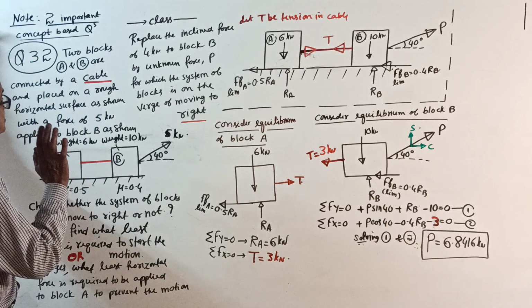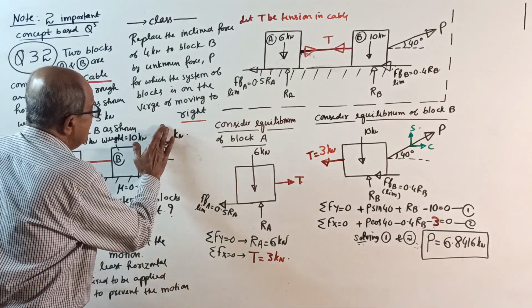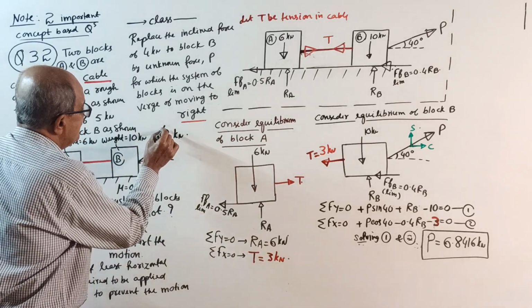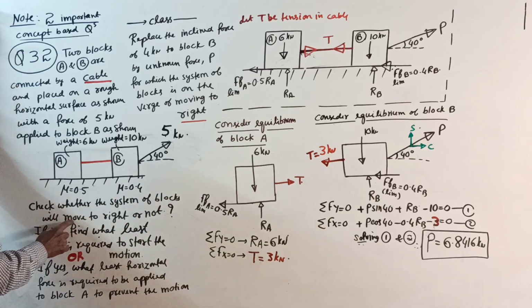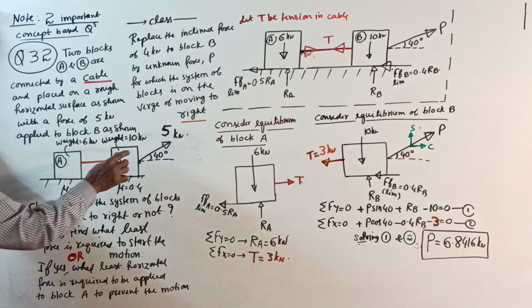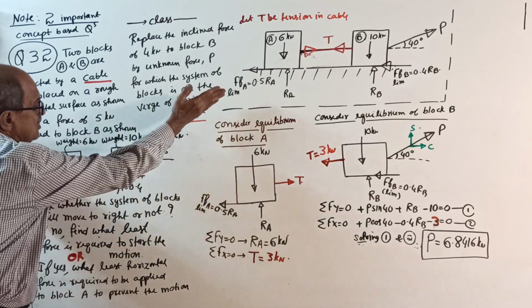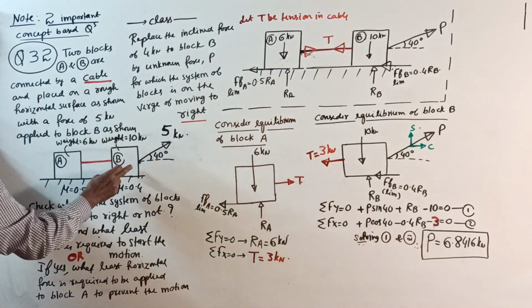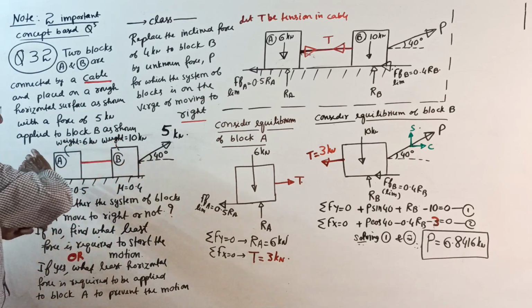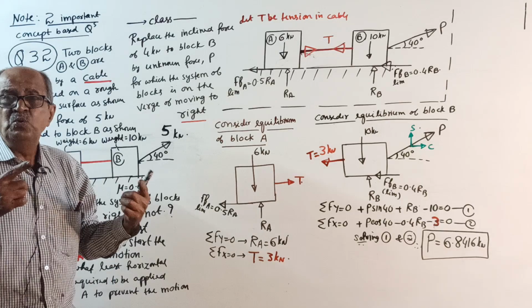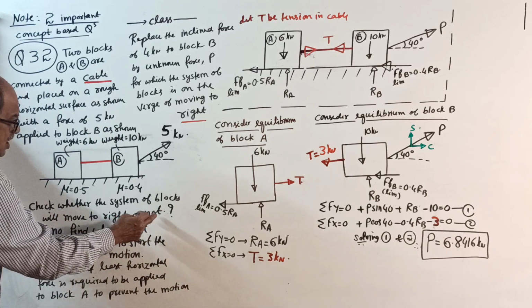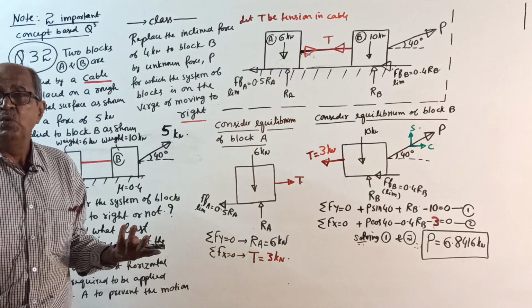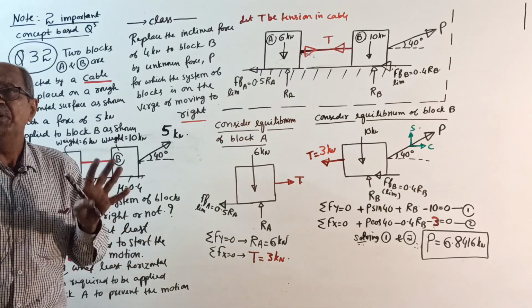Now, see the question. Again, I put a little more ink actually. That's why ink is spreading. Okay, 5 kilonewton. Now, what they want? Check whether the system of blocks will move to right or not. Means you should write here, when you apply that 5 kilonewton force, will it result in motion of the system, complete system to right? Question is, will it move or not? See? So therefore, will it move to right or not means we do not know. It may move or it may not move. We will be knowing later.